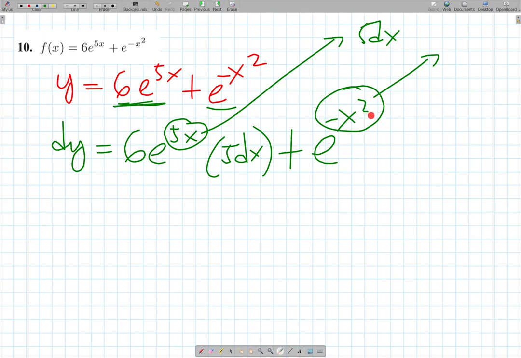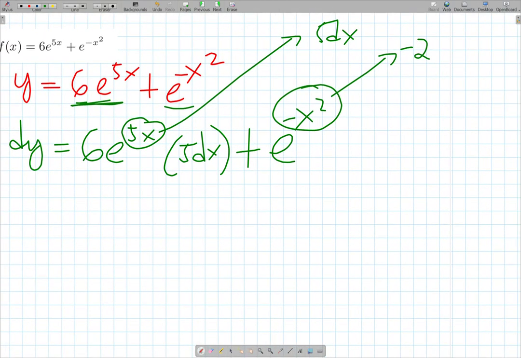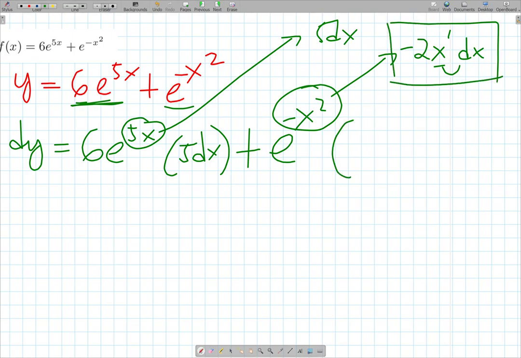I-derive mo lang ang x squared. So 2 times negative 1 is negative 2, and then copy the x. Power rule, 2 minus 1 is 1. Then the derivative of x is dx. So multiply this, which is negative 2, x to the power of 1 is x, then dx. Okay, tanggalin ko yung mga circle dyan.